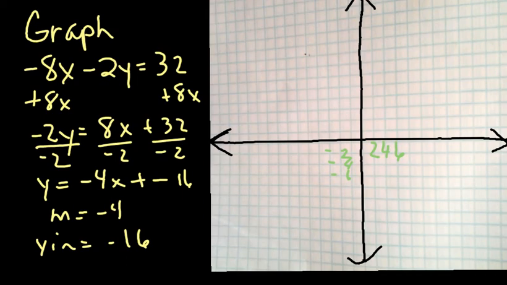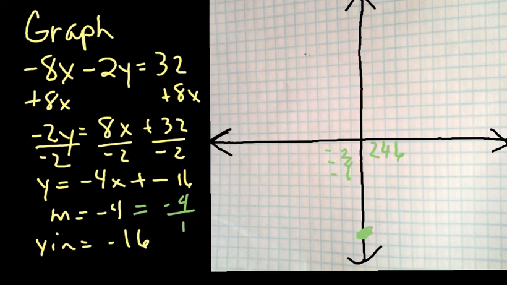Anyway, so if we go by 2's and y is negative 16, let's see where that's going to be. 2, 4, 6, 8, 10, 12, 14, 16. So that's where I need to put my dot. Right there. Okay. And then my slope is negative 4, so I'm going to write my slope as a fraction, negative 4 over 1. So I'm going to go down 4 and over 1.